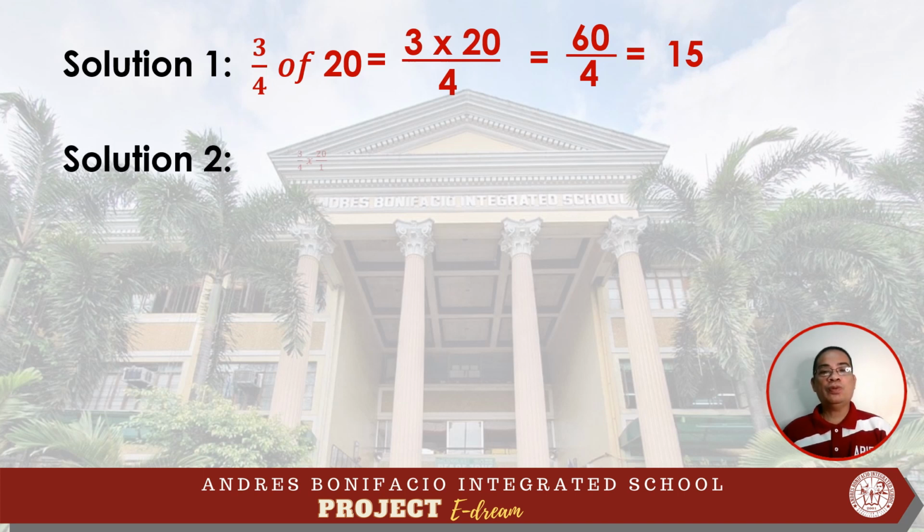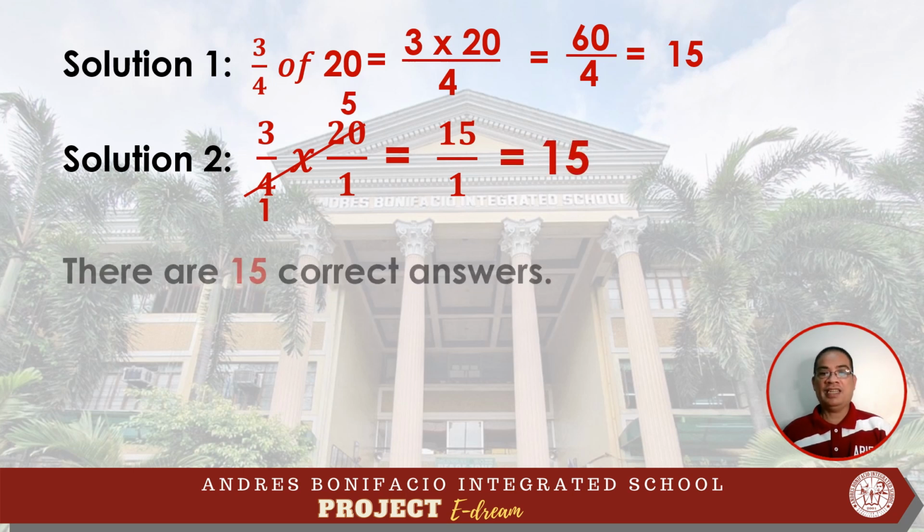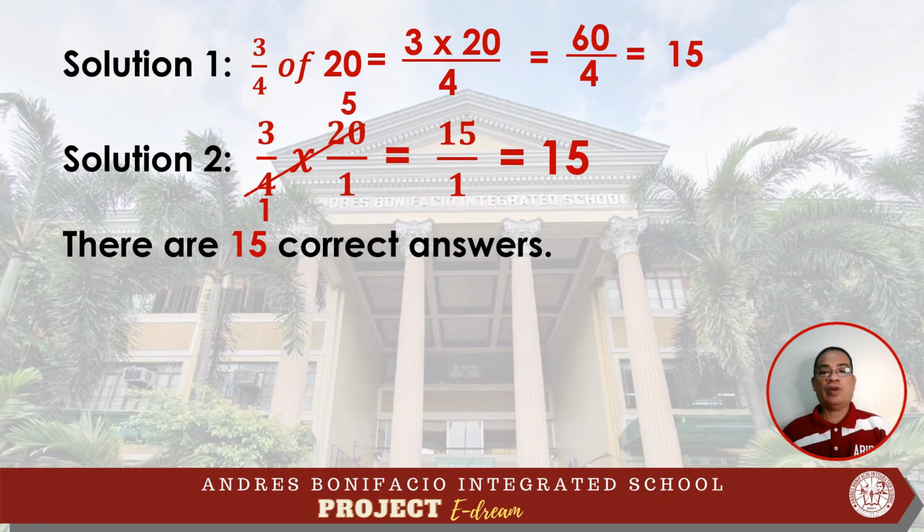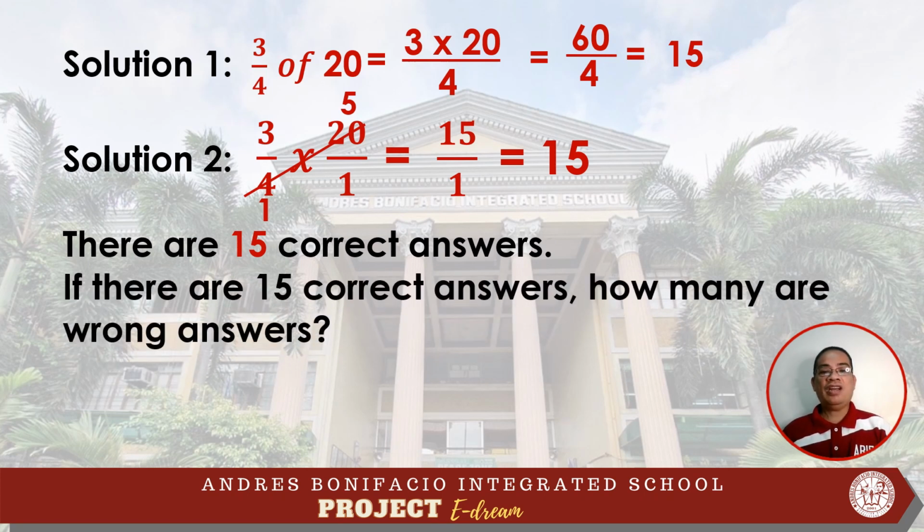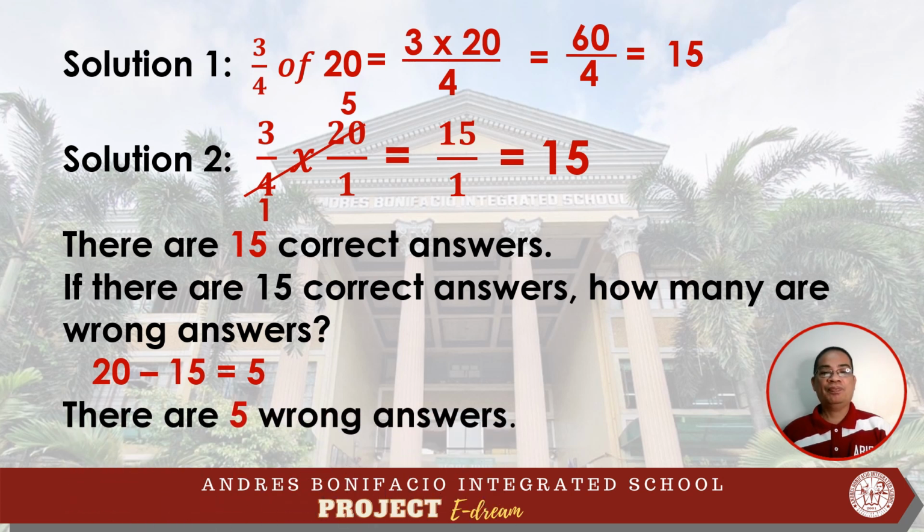For solution number 2, 3/4 times 20 over 1. Use the cancellation method. The GCF of 20 and 4 is 4. 20 divided by 4 is 5. 4 divided by 4 is 1. 3 times 5 is 15. 1 times 1 is 1. 15 over 1 is 15. There are 15 correct answers. If there are 15 correct answers, how many are wrong answers? 20 minus 15 is equal to 5. There are 5 wrong answers.